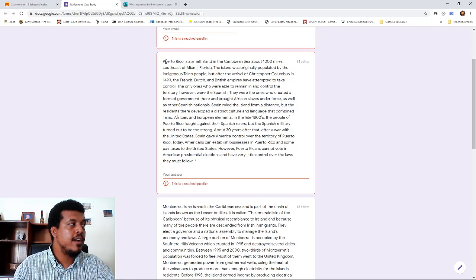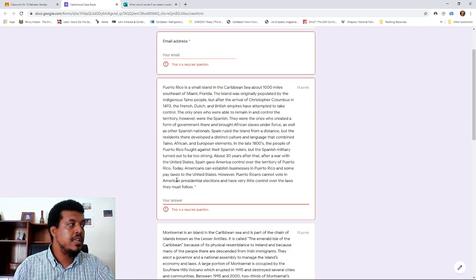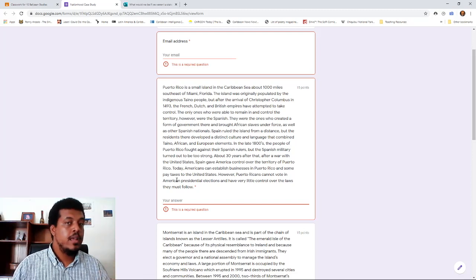Read through these paragraphs. Tell me what you think they are. So your answers should be phrased in the form, "I think that this is an example of," and it can be a state, it can be a colony, it can be a dependent territory, it can be an autonomous region. Those are the 4 that we're dealing with right now. And then you also have to explain. You also have to tell me why you think that.